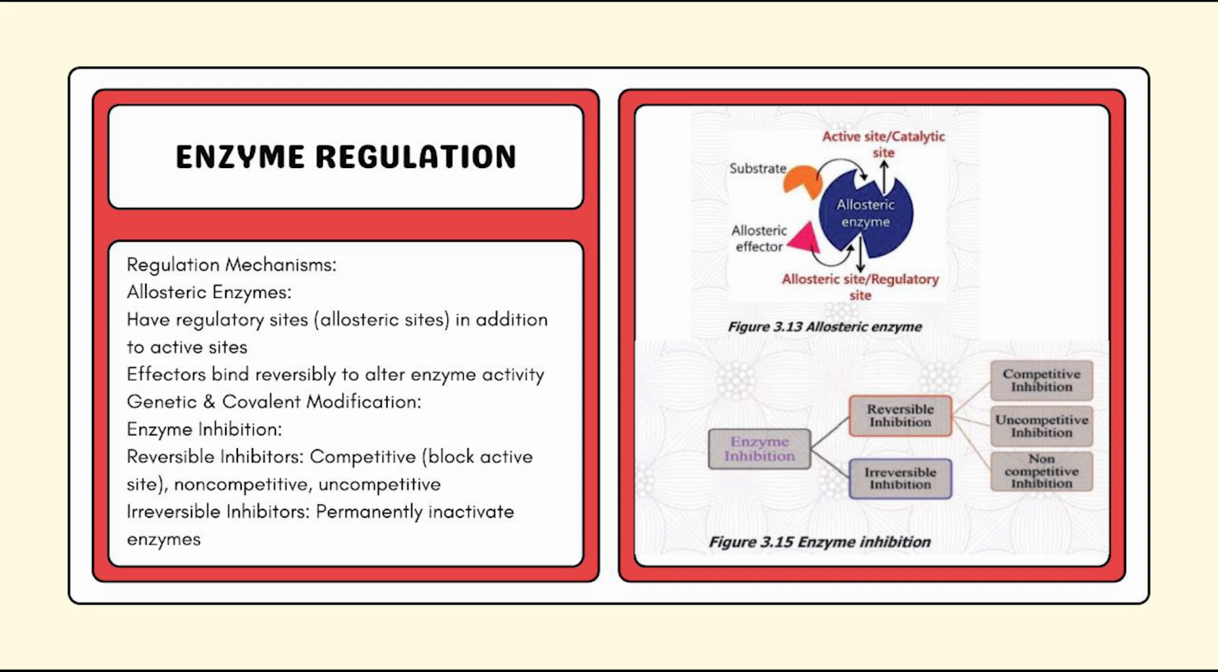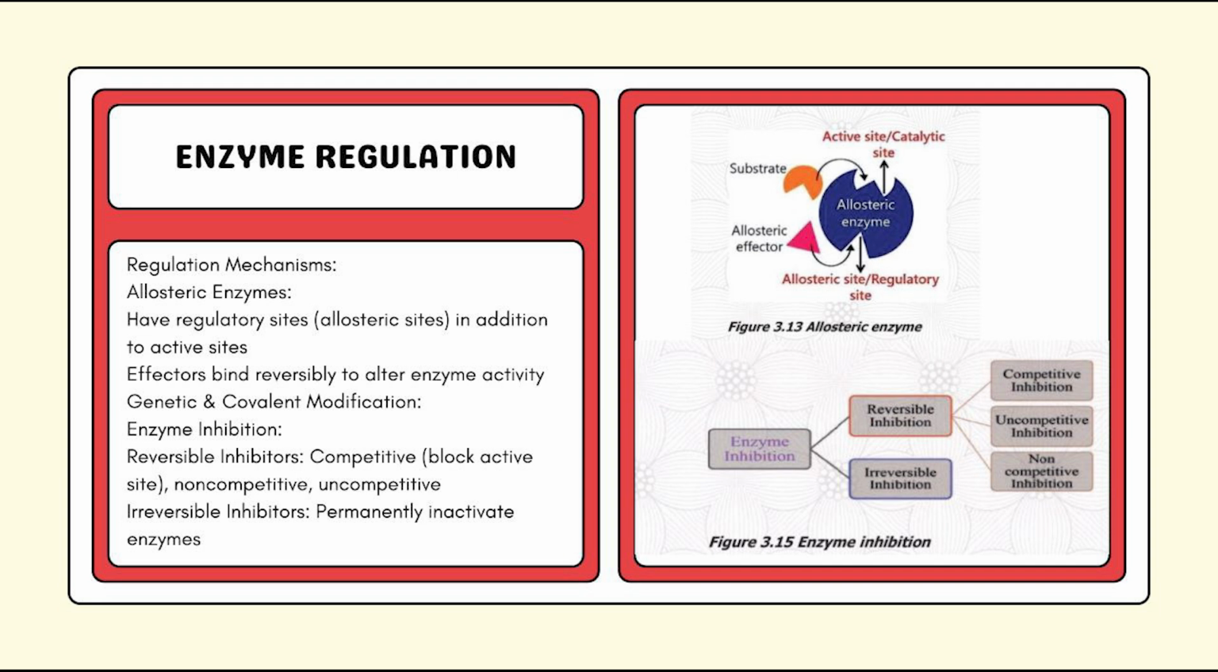Allosteric enzymes. These have additional binding sites, or allosteric sites, where molecules can bind and change the enzyme's shape and activity, as in figure 3.13. Genetic and covalent modification. Enzymes can be modified, such as by phosphorylation, which adds a phosphate group and changes the enzyme's activity.